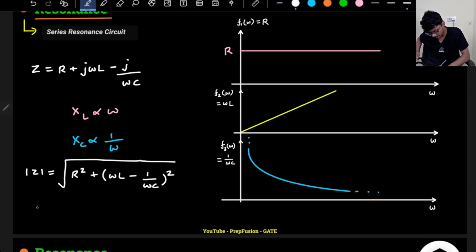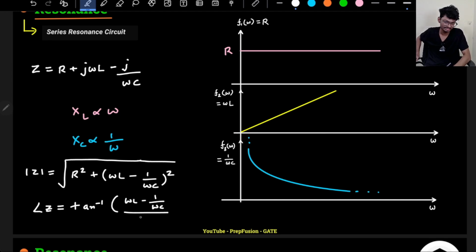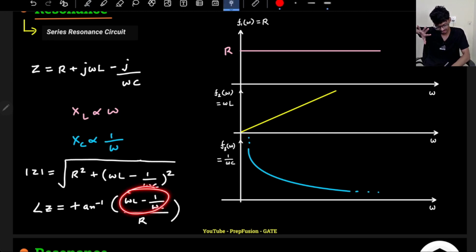What about the angle basically? The angle is tan inverse of the imaginary upon the real part. Imaginary is omega L minus 1 by omega C, divided by the real part R. The angle will be between minus 90 to plus 90, so depending on the sign: if this is negative, the angle will be negative; if this is positive, then the angle will be positive. Got it? Basic, right? So if you have doubt, please go back to the basics.